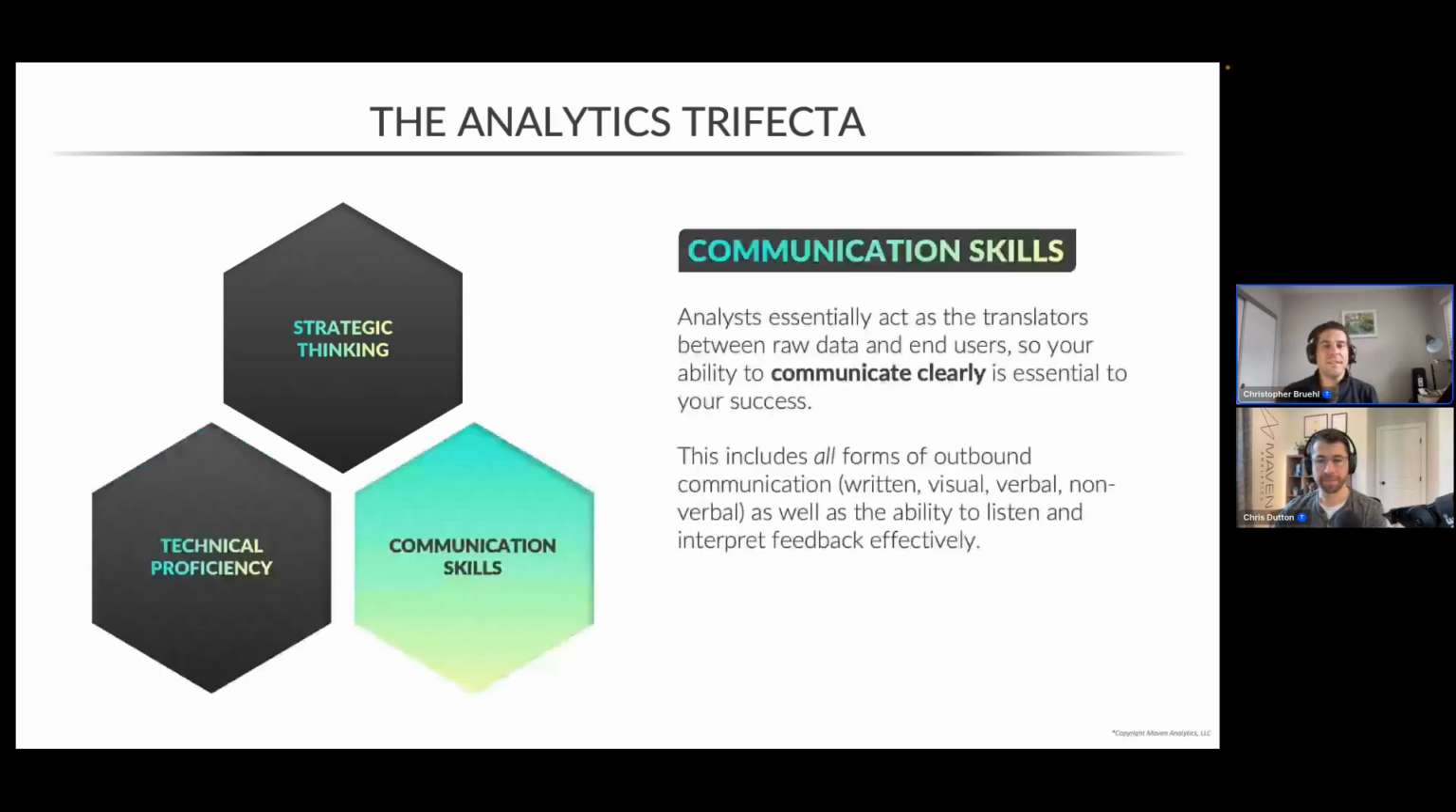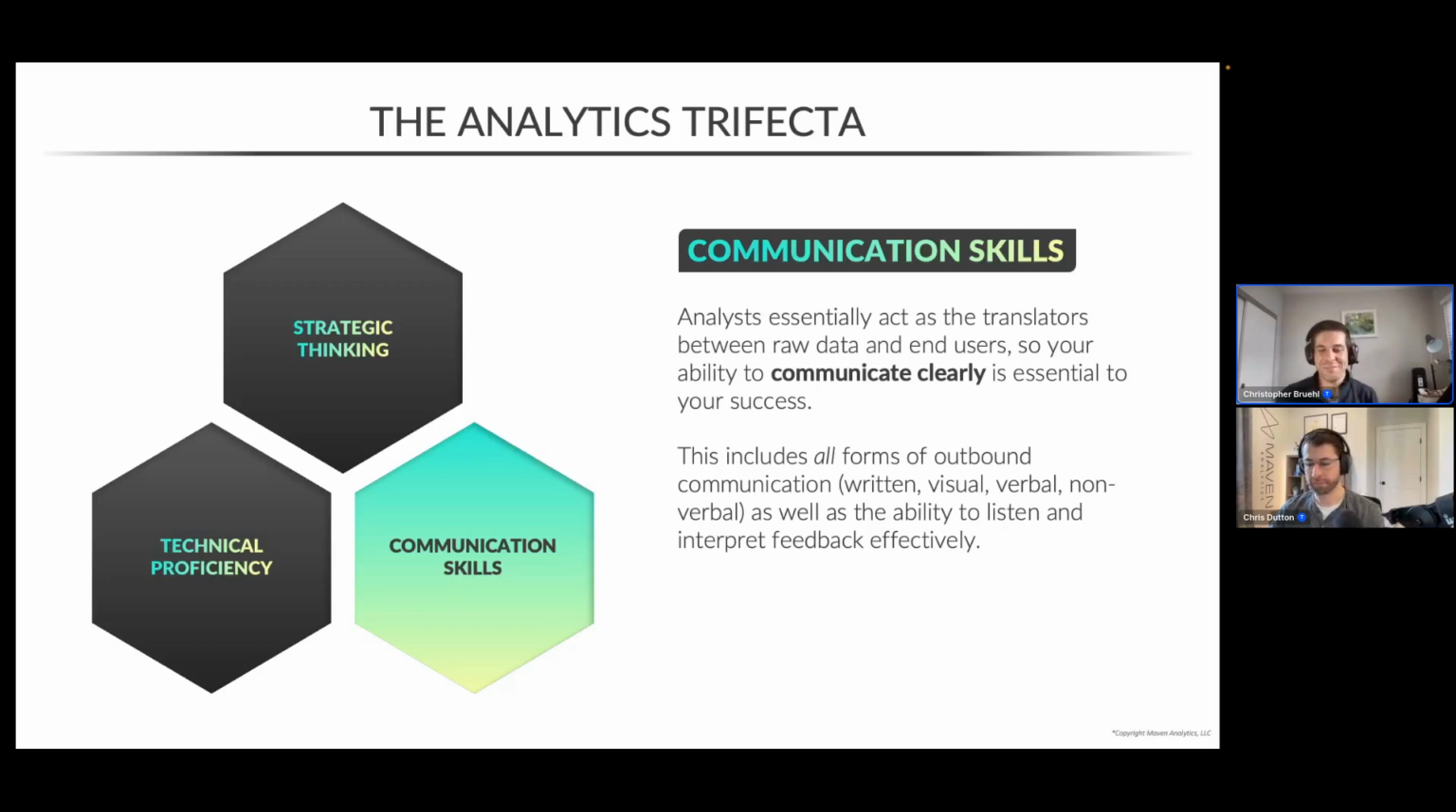And finally, communication skills. We've discussed this a little bit throughout this presentation, but analysts are the ones translating raw data to end users. So your ability to communicate what data you pulled, why you pulled it, and why the metric that you think your company needs to improve is important is absolutely essential to your success. This includes all forms of outbound communication, whether that's written, visual, verbal, or nonverbal, as well as the ability to listen and interpret feedback correctly.